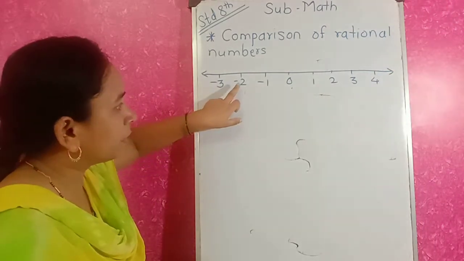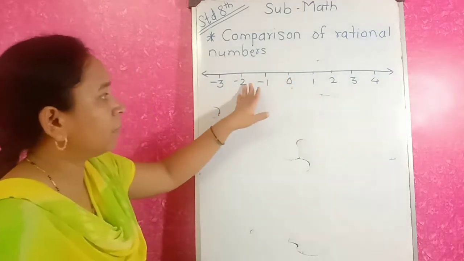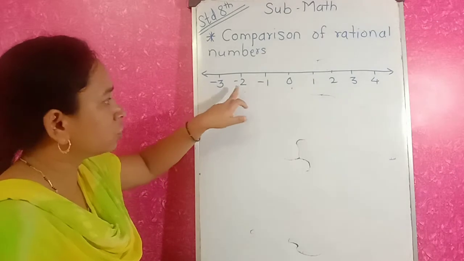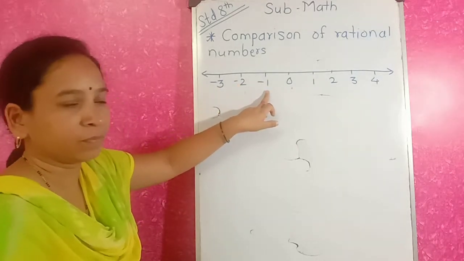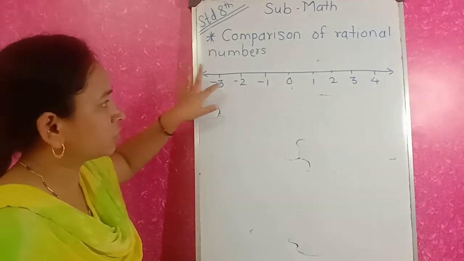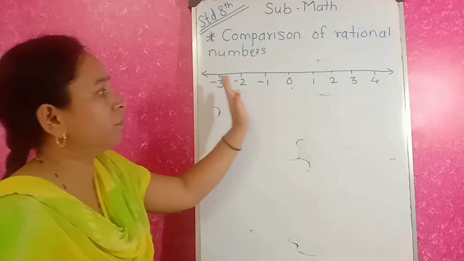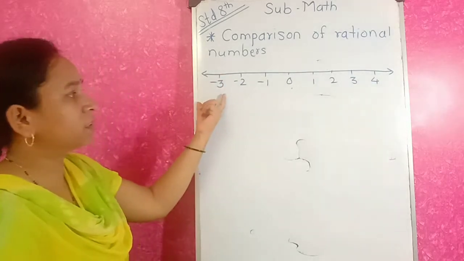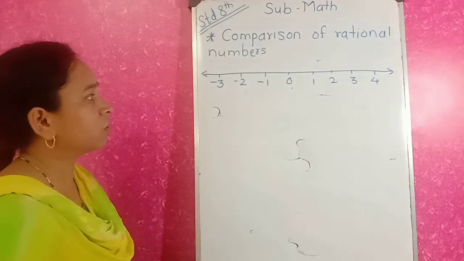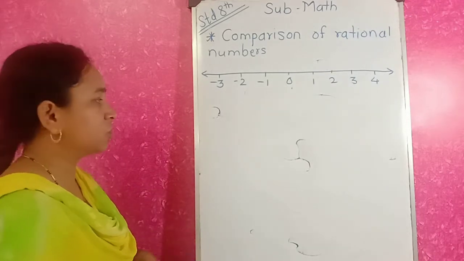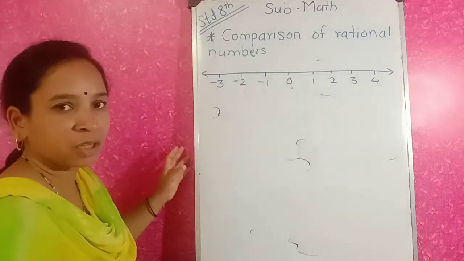So if I compare -2 and -1, -1 is on the right side and -2 is on the left side, so -2 is smaller than -1. Now I'll compare -3 and 1. -3 is on the left side and 1 is on the right side, so -3 is smaller than 1. This is the comparison of integers.